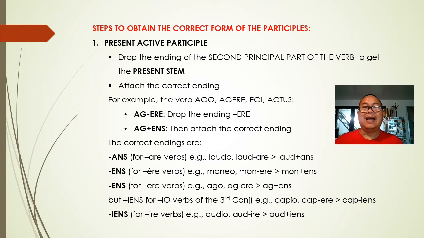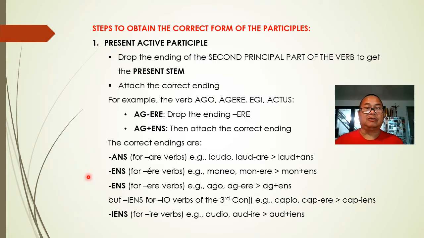What are the correct endings for the present active participle? Ang correct endings for the first conjugation, verbs ending in are, is ans. Kaya, laudare, drop are, ang matatada, laud, plus ans equals laudans. So, that is the present active participle of laudare.